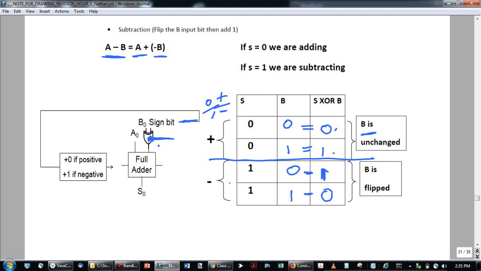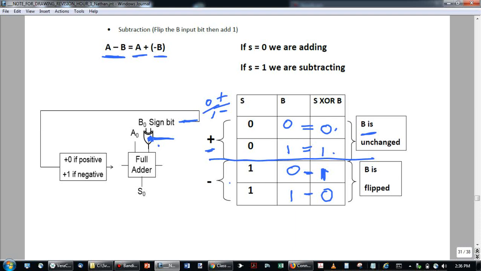Is it flipped? Yep. So just putting an XOR gate in here, because of the properties of XOR, allows us to flip the bits when we need to, when we want to do subtraction, and not flip the bits when we don't want to, when we're doing addition. It's actually a very simple change. That seems to be a complex thing we're achieving.